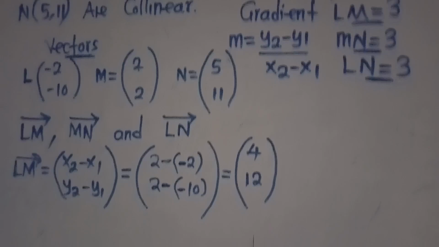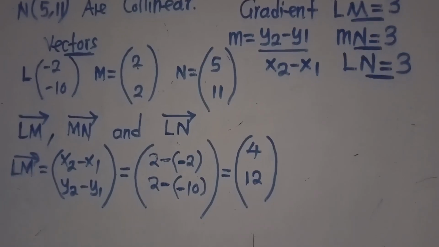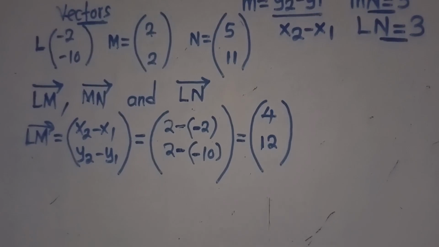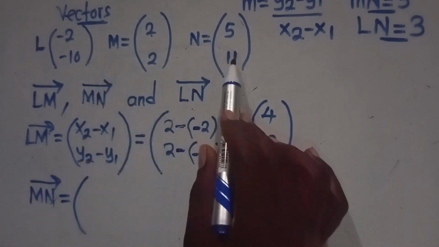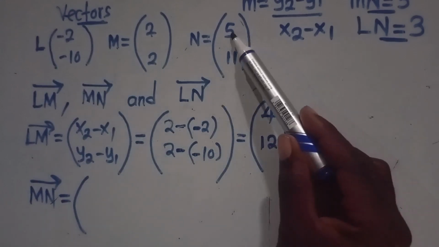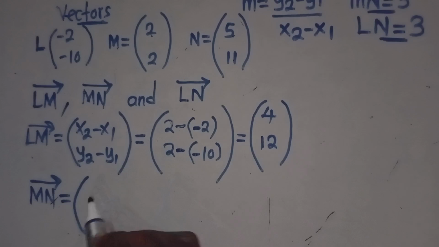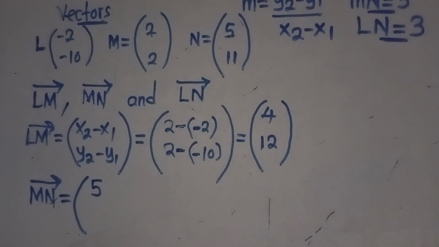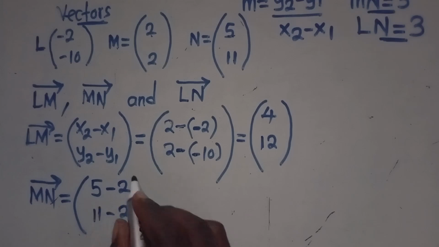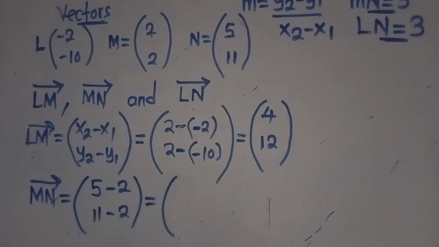You also go to that other one. If you are following attentively, I want you to follow this. You go to this one, which is MN. So MN, what are we going to do? Same procedure. You say 5 minus 2, 11 minus 2. Obviously, I'm going to be fast on this, but we are just subtracting the one that is in front minus what is behind. What answer are we going to get there? Here we're going to have a 3, then there we're going to have 9.